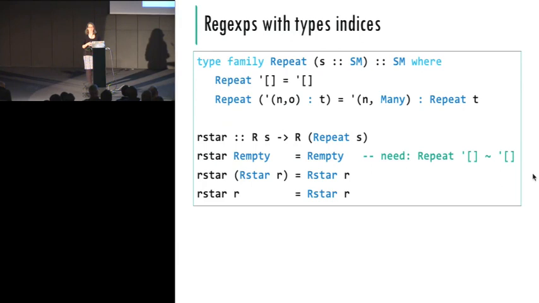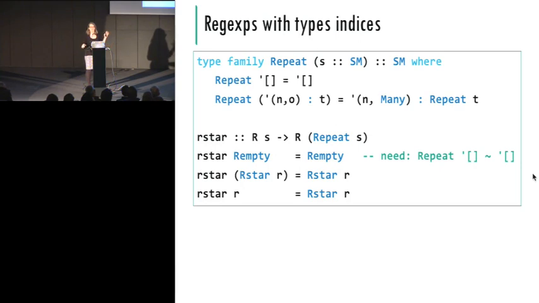But when we create an R star, we can do two optimizations when we construct that. If we do the Kleene star of empty, that's the same as empty. And that one works just fine, because if we repeat not capturing anything, we're still not capturing anything. But what if we do Kleene star of Kleene star? That's just the same as doing one Kleene star. We don't need to double things up.